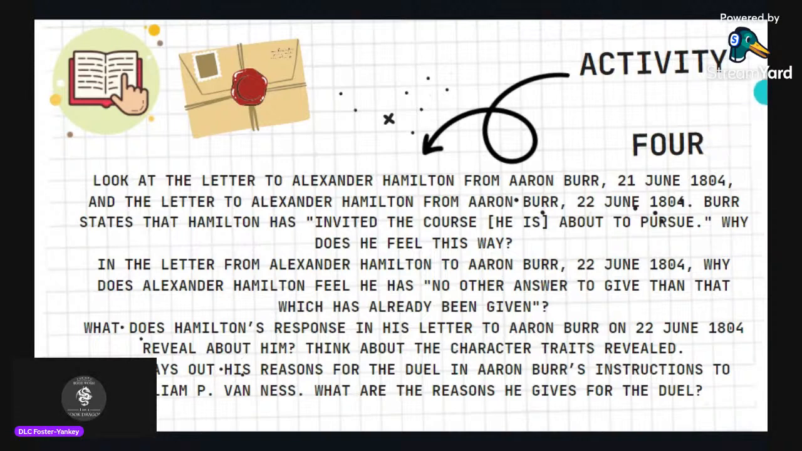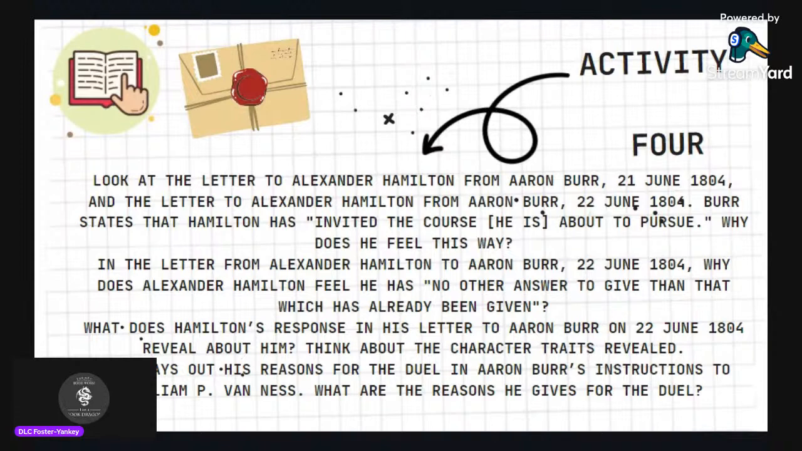In Activity 4, students read the excerpts from several letters between Alexander Hamilton and Aaron Burr, as well as Aaron Burr's instructions to William P. Van Ness, dated June 22nd and 23rd, 1804. While reading, they underline sentences or phrases that help them identify the causes of the duel and circle unfamiliar words, then use a copy of the word map to define the words and add them to their vocabulary journal. Next, students respond to questions on the screen in their learning logs, in addition to writing new or interesting words they encounter in their vocabulary journals, and at least 2 interesting sentences to their mentor sentence journals.